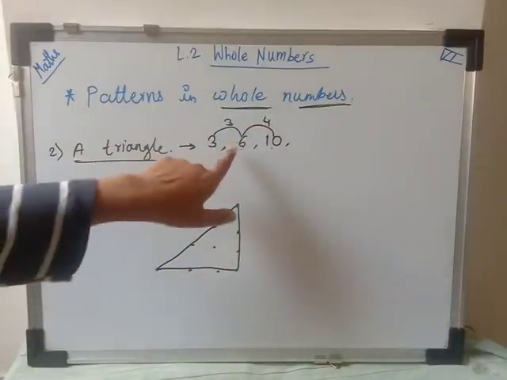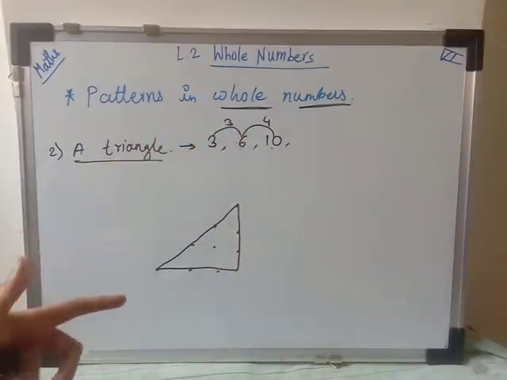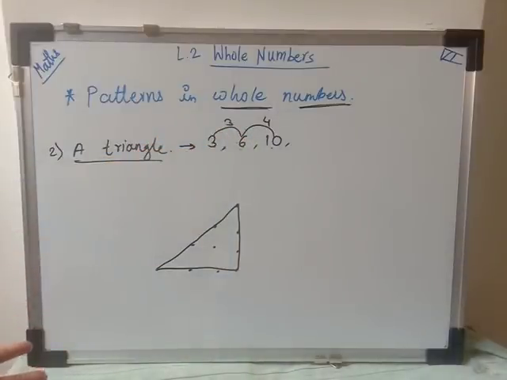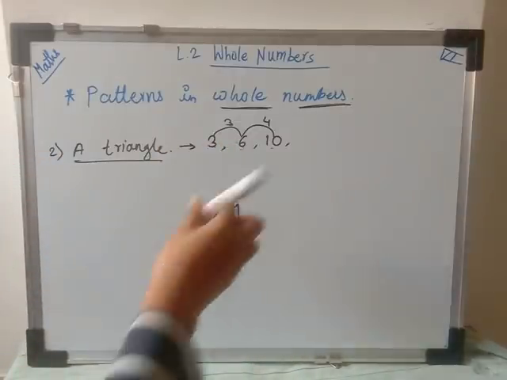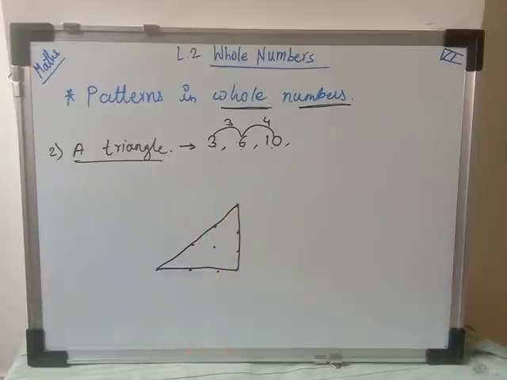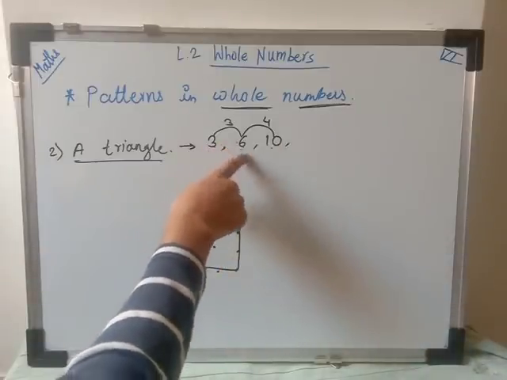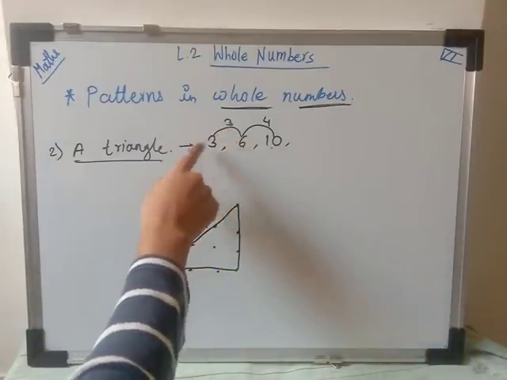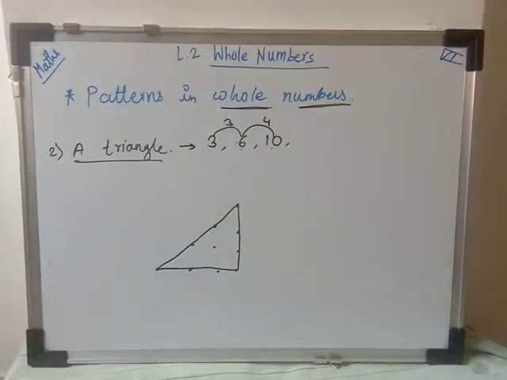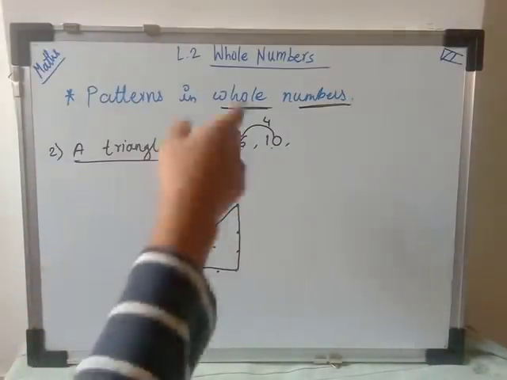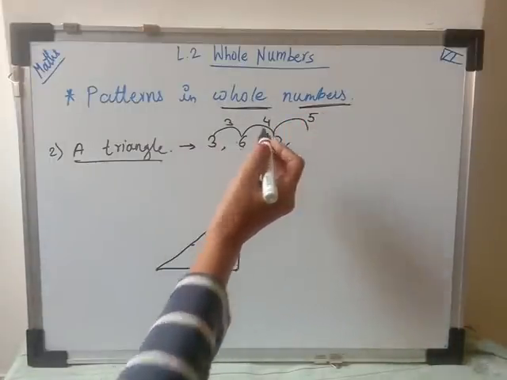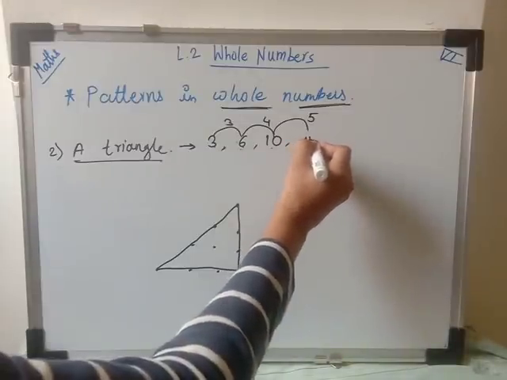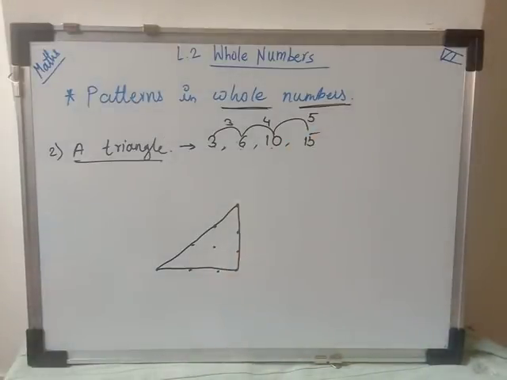Okay, so from this pattern, again, how to decide which number we have to make a triangle? Here I am giving you one trick where you can decide what the next number will be after 10. The difference between 3 and 6 is 3, and between 6 and 10 is 4, so after 10 the difference will be 5. If we count 5 times after 10, we get 15. So you can make a triangle of 15.